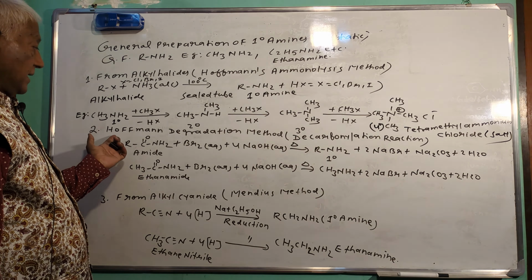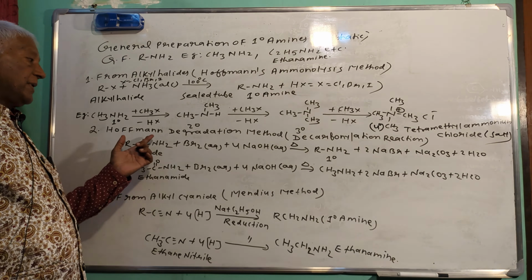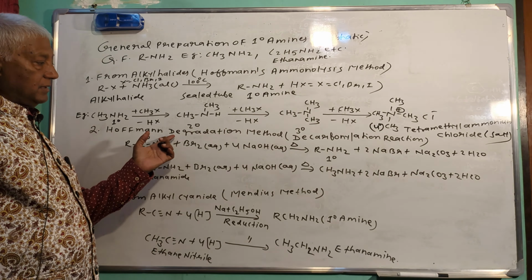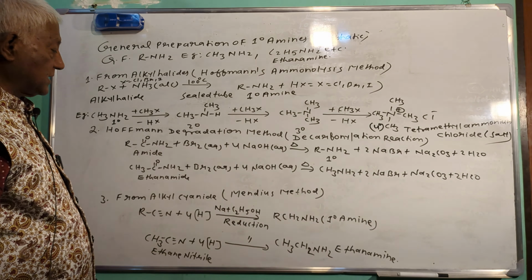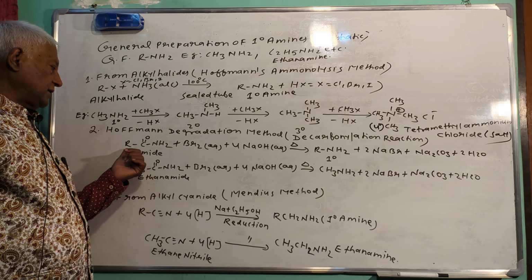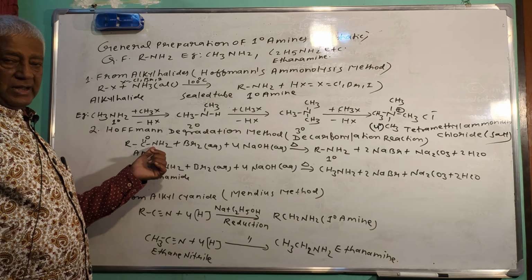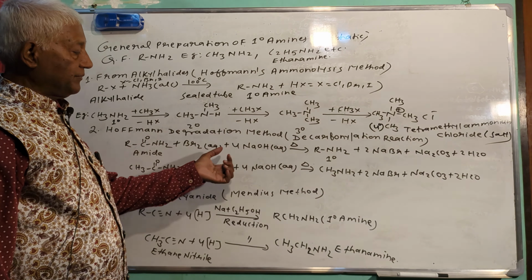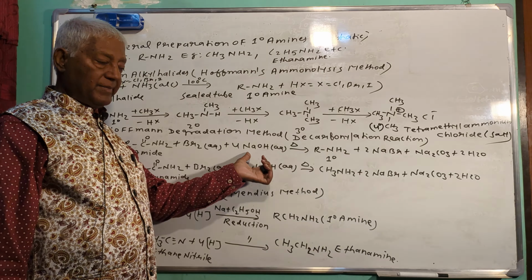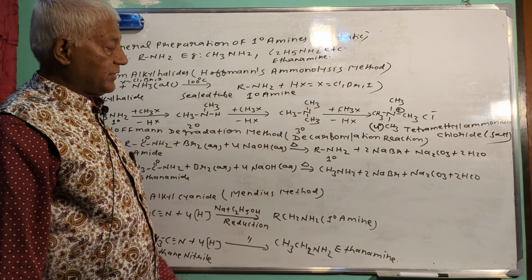The second one is the Hofmann degradation method, which is a decarbonylation reaction. I have already told you in a previous video. An amide RCONH2, when treated with an aqueous solution of bromine and aqueous sodium hydroxide and heated, gives primary amine.